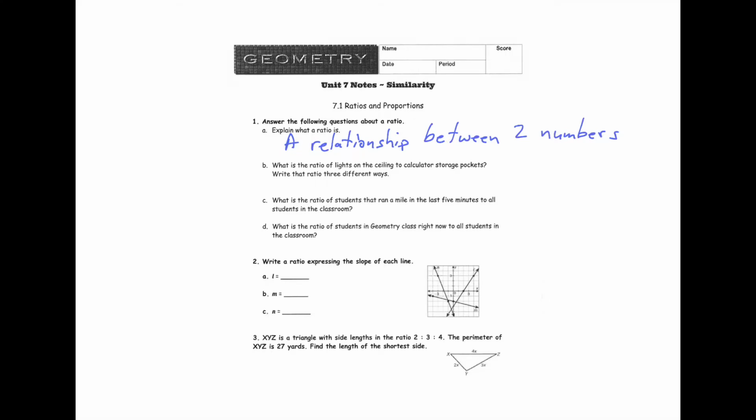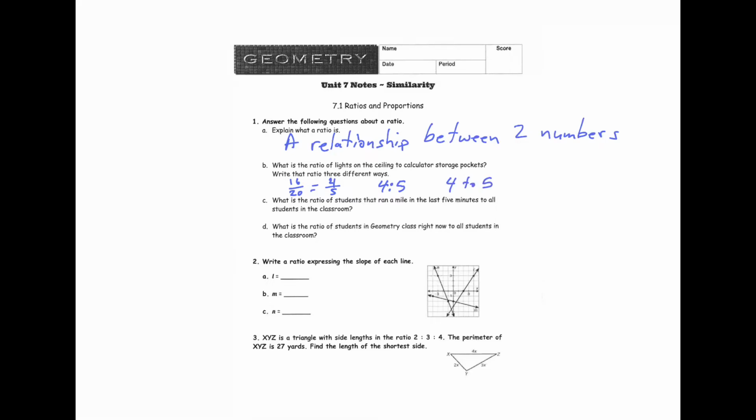And the correct answer to this one, which once again you guys don't know, is 16/20. And we can write it as a fraction. But anytime we do a ratio, just like a fraction, we want to make sure that we reduce it. So we would say that the ratio of lights to calculator storage pockets would be 4 to 5. And we can write this 3 different ways. So the first way is like a fraction. We can write it with a colon. So 4 to 5 that way. Or we can just write it with the word to.